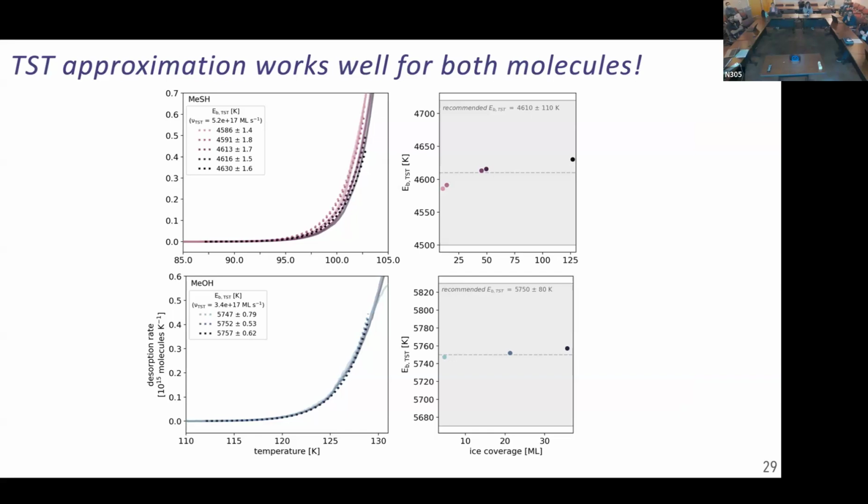Another thing I wanted to check was whether this TST approximation varies as a function of thickness. We see that within our recommended errors, there's a slight dependency, but not enough for it to really matter thickness-wise. So this was just one side result that we present, that we should think about these molecules not just as point masses.